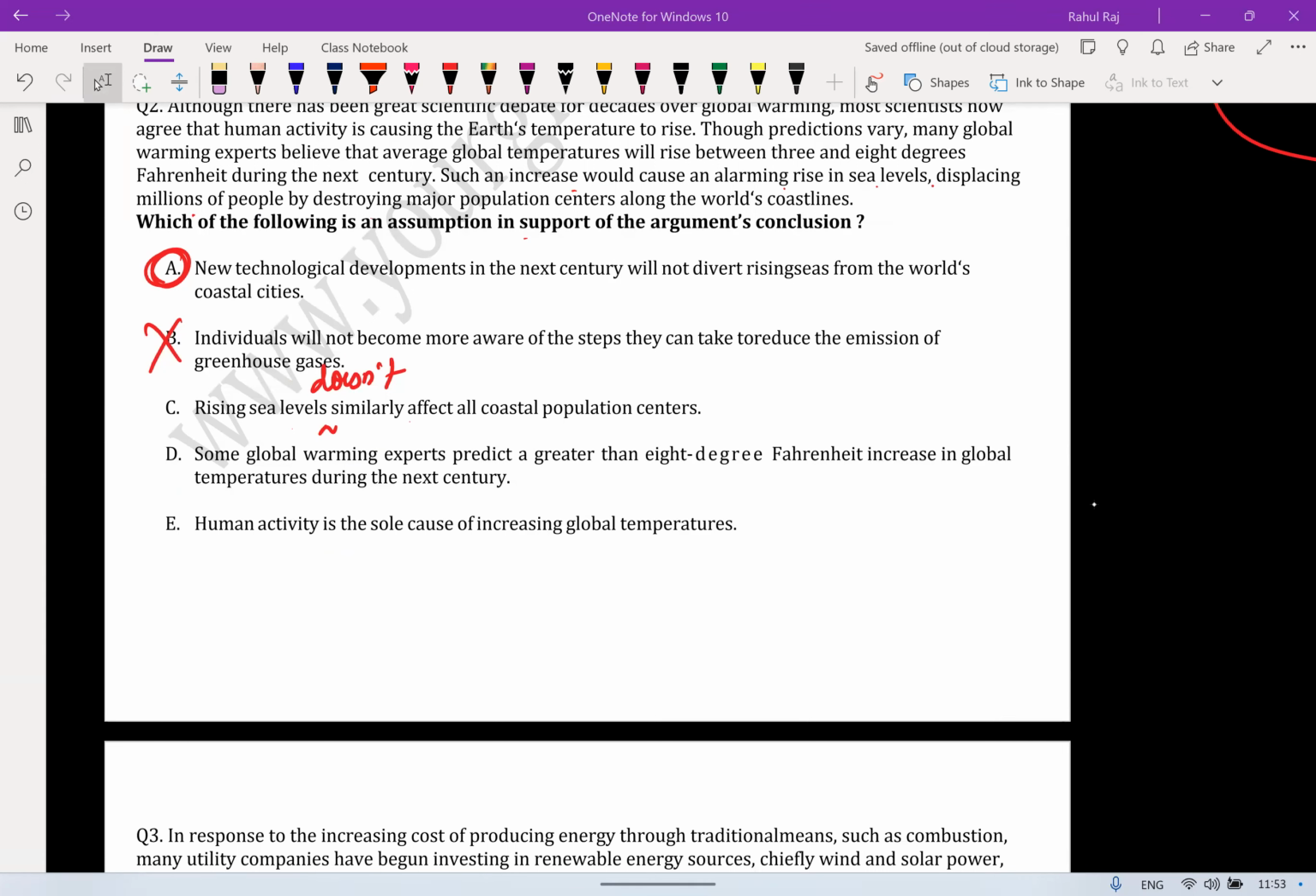I'm telling you that I negated it: it does not similarly affect all the coastal population centers. I'm just asking you, how is this statement weakening the conclusion? Shwati, Divya, please speak up.